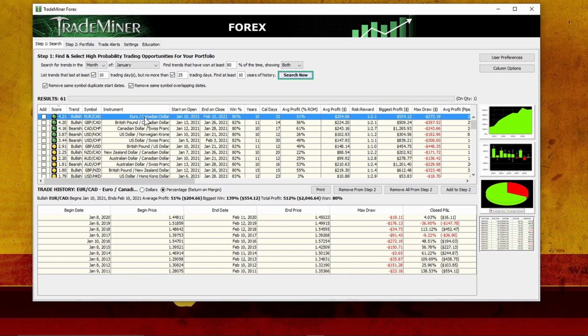And here we have the EuroCAD. All right, so it says from January the 10th to February the 10th, with the 80% win rate. It came up with a few other results that are high probability, with high scores. These scores are ranked by basically how profitable and the time window that is given by the software.